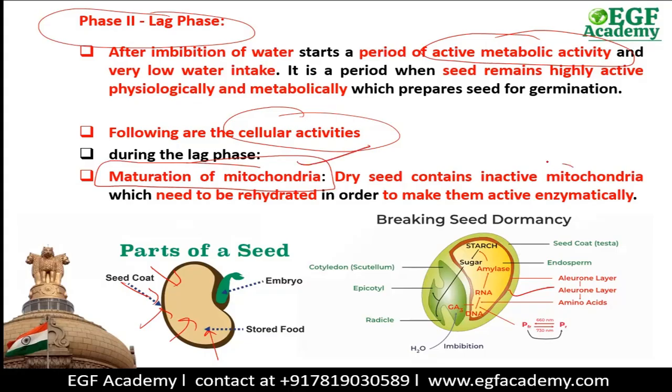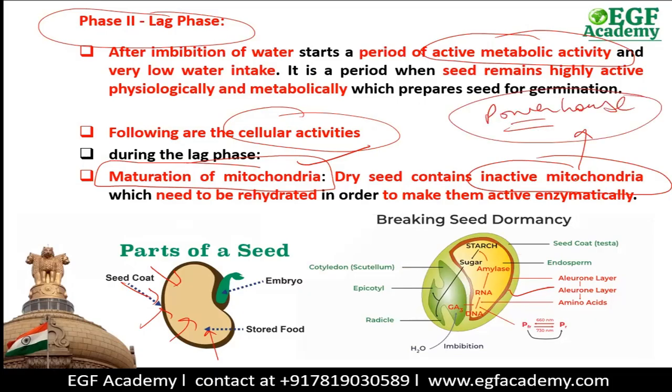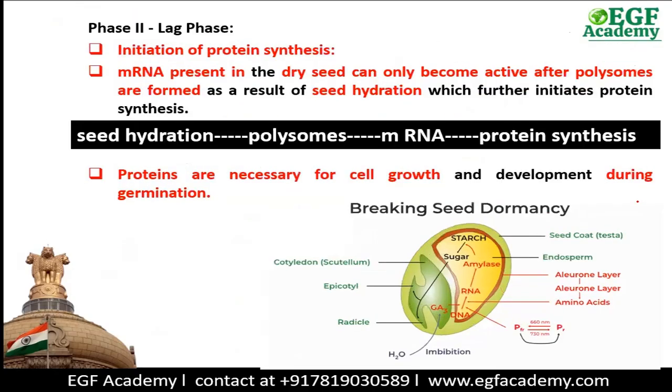Mitochondria, which was earlier in an inactive state. What is mitochondria? It is the powerhouse of the cell. All the enzymatic activities that take place inside the cell, all the energy that the cell gets, through whom does it all come? It comes through mitochondria only. Now, to activate the mitochondria, it needs to be rehydrated. So, as water reaches it, mitochondria gets activated and enzymatic activities start in it.